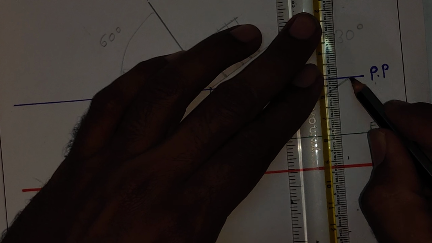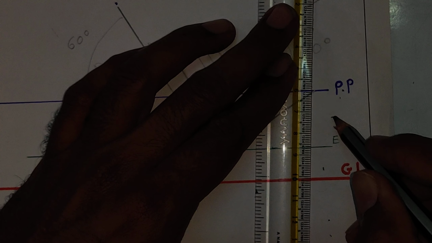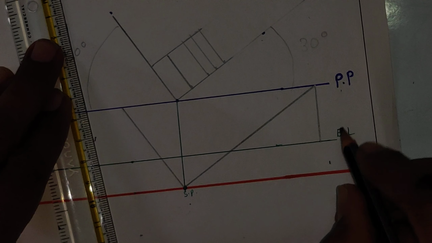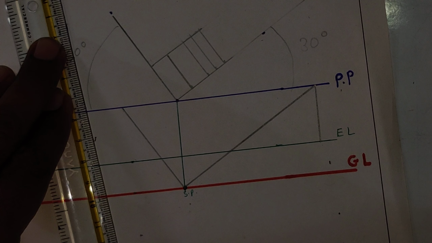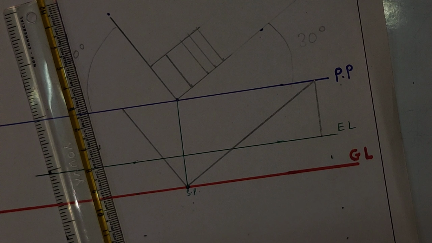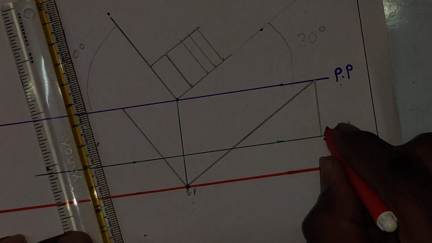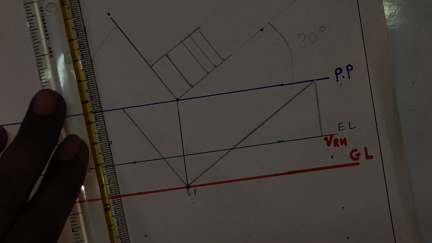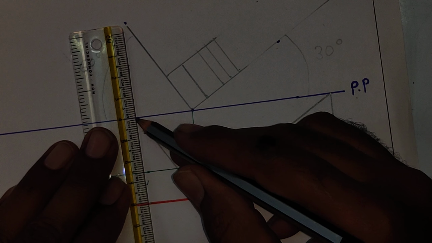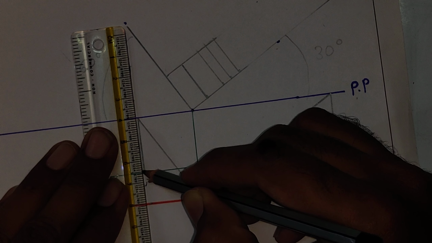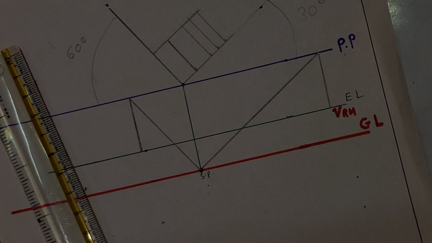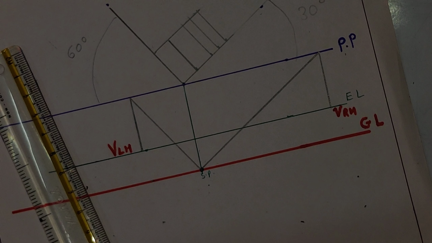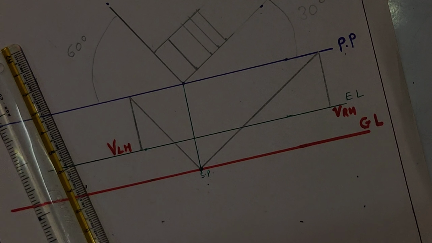So you project and draw a straight vertical line from the picture plane. You will get here the right hand vanishing point, right hand. And similarly, by projecting this point here, you will get the left hand vanishing point, left hand. VLH and VRH.